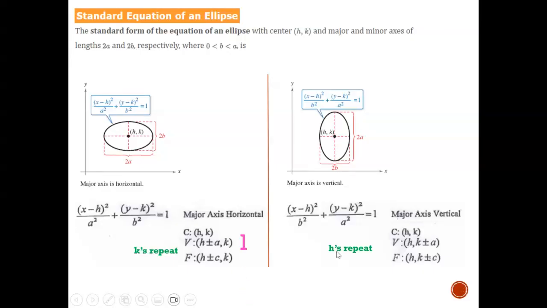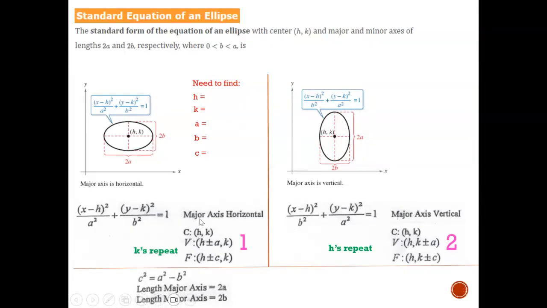Okay. Let's call the horizontal number 1, and let's call the vertical number 2. Now, we also have to find some more things. We need to find the H, the K, the A, the B, and the C.